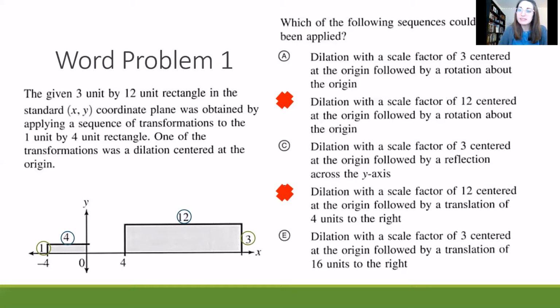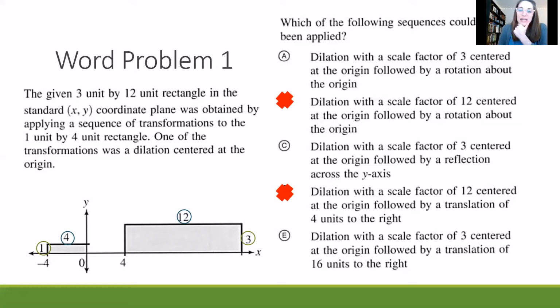One of them says centered at the origin, followed by a rotation about the origin. Now, what's our key word here? Well, the word that stands out to me is rotation. So look at our smaller rectangle and look at our larger rectangle. Does it look like we at any point rotated that smaller rectangle to get the larger one? No, they're kind of sitting the same way. So rotation, not going to be a good option.